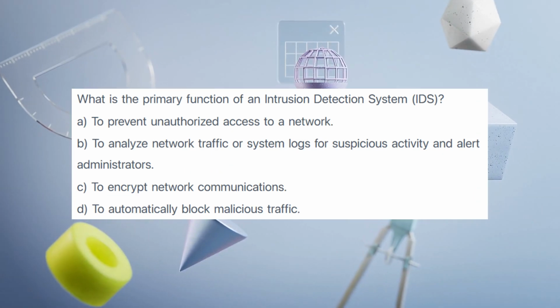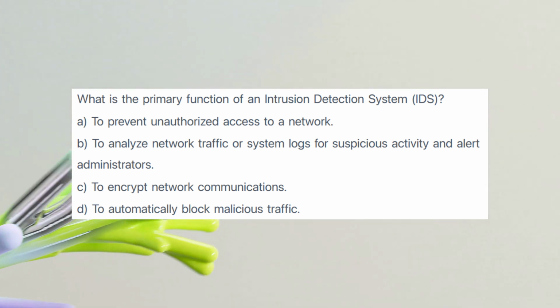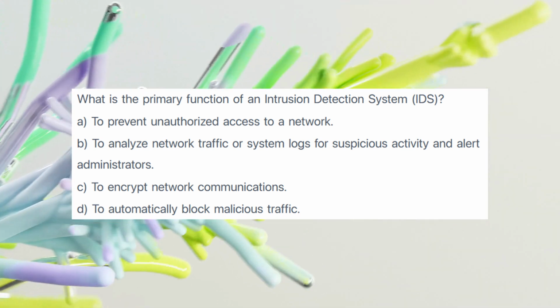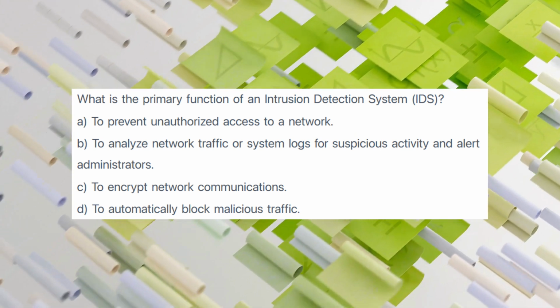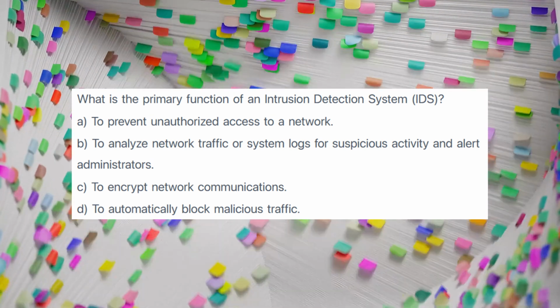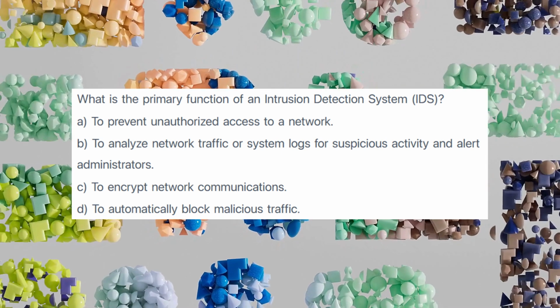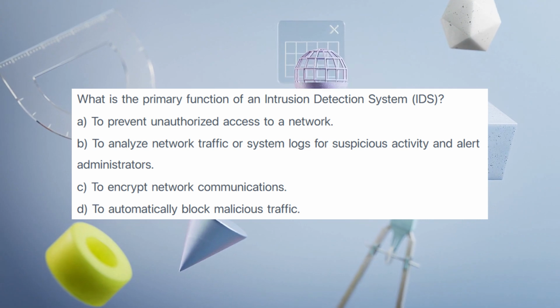What is the primary function of an intrusion detection system, IDS? A, to prevent unauthorized access to a network. B, to analyze network traffic or system logs for suspicious activity and alert administrators. C, to encrypt network communications. D, to automatically block malicious traffic. Take a moment to think.